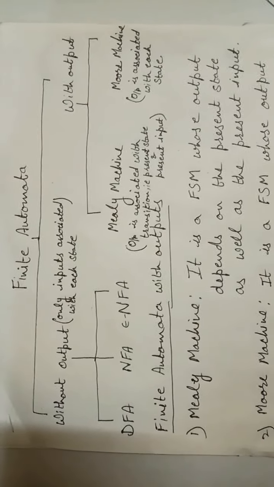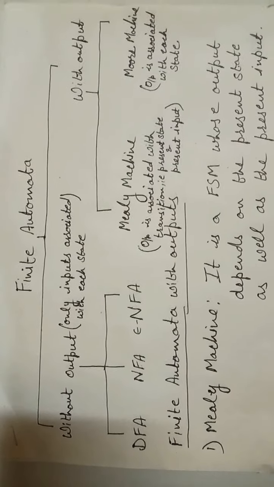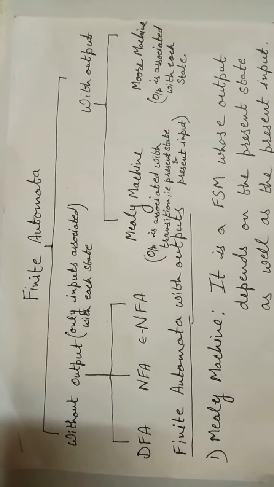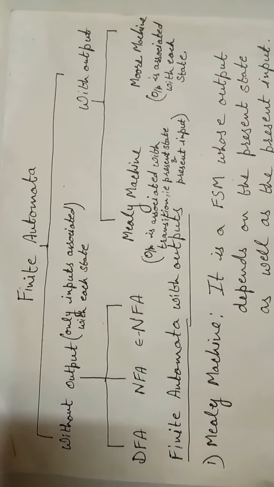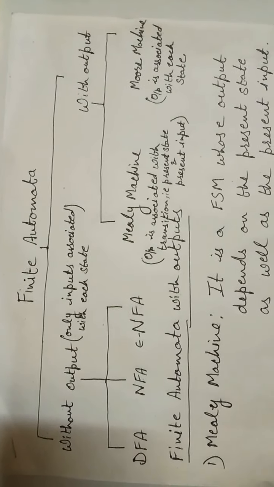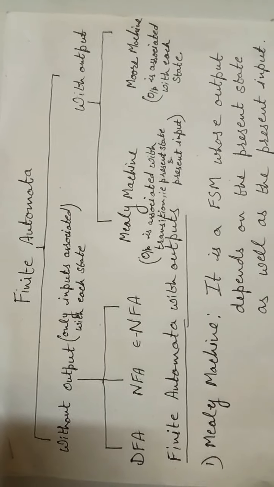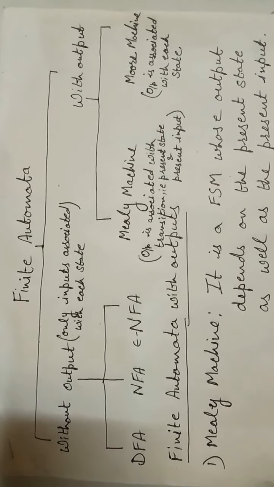Hello students. Till now we have discussed finite automata with input only. Today I will explain finite automata with input and output both. That is, along with inputs, outputs will also be associated there.